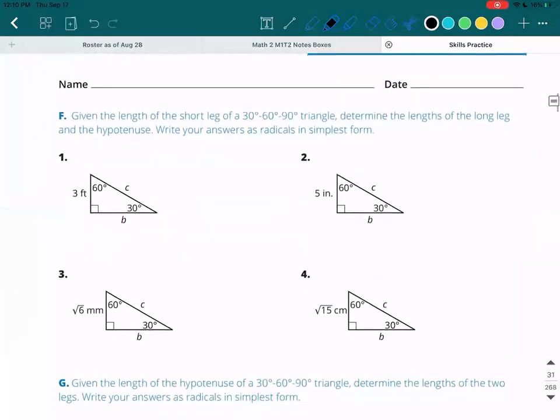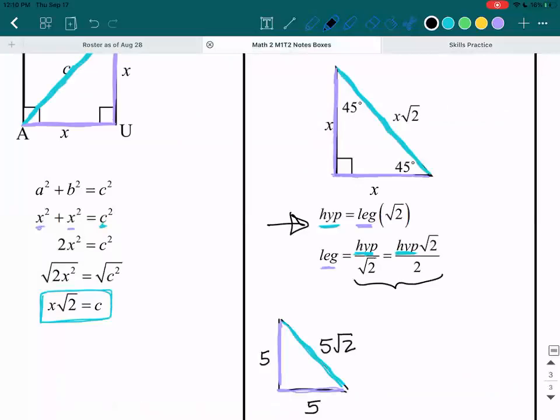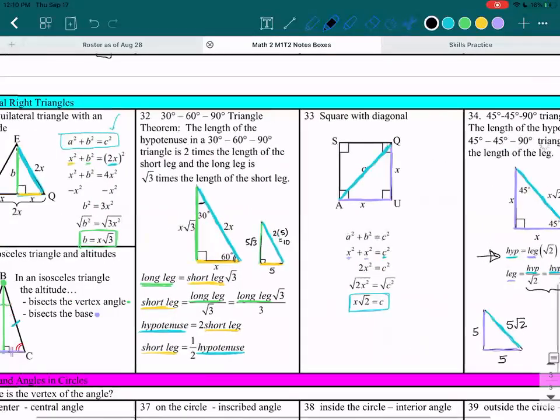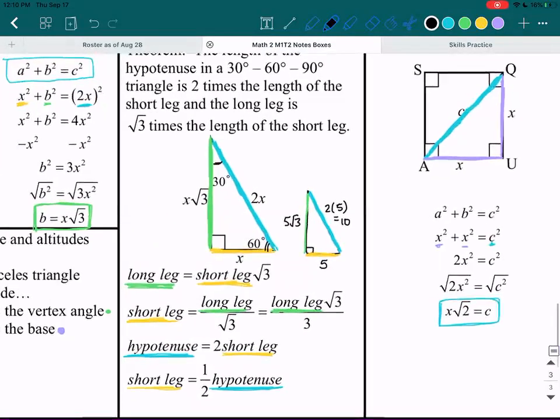We are given the length of the short leg of a 30, 60, 90 triangle. We're going to determine the length of the long leg and the hypotenuse. Write your answers as radicals in simplest form. Let me show you on the notes where it is. It's right here. So long leg is equal to short leg times radical 3. And hypotenuse is equal to 2 times the short leg. Let me write that out.